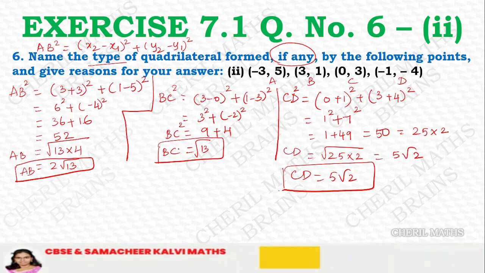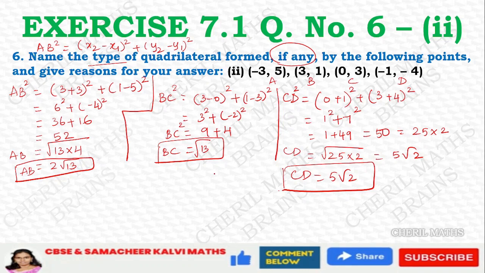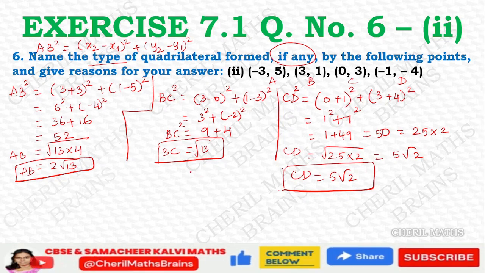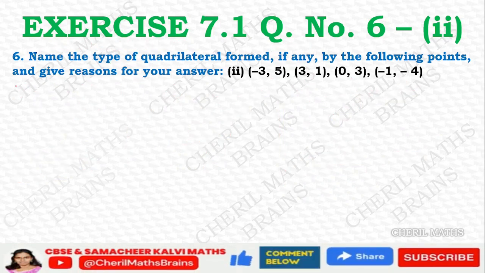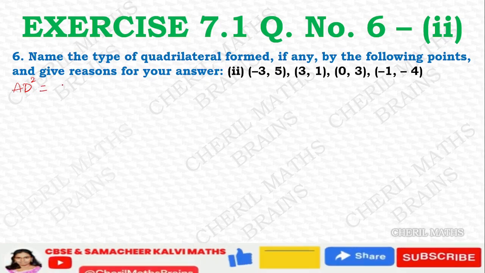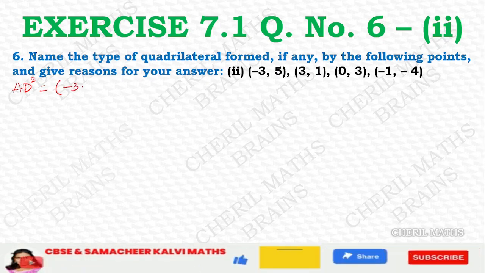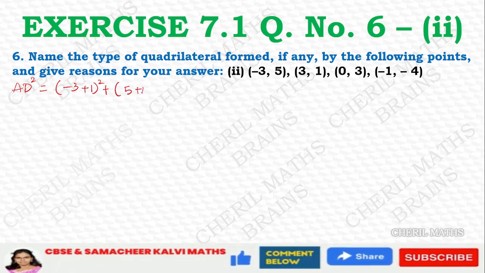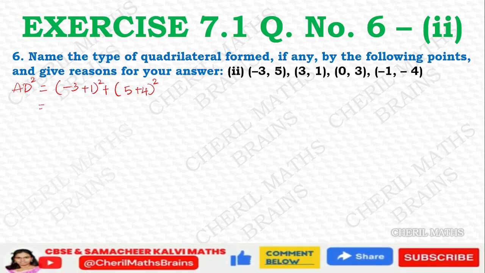With these three itself, we can very clearly say it is not a square or a rectangle, or a parallelogram or a rhombus. We will have to check the next side, and then we will try to conclude. So now we will find out AD. My AD square will be minus 3 minus of minus 1, which is minus 3 plus 1, the whole square, plus 5 minus of minus 4, 5 plus 4 the whole square. So it will be minus 2 the whole square plus 9 square.